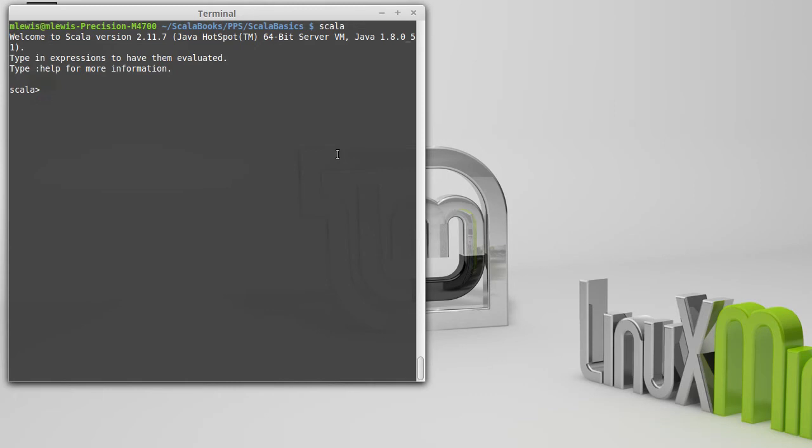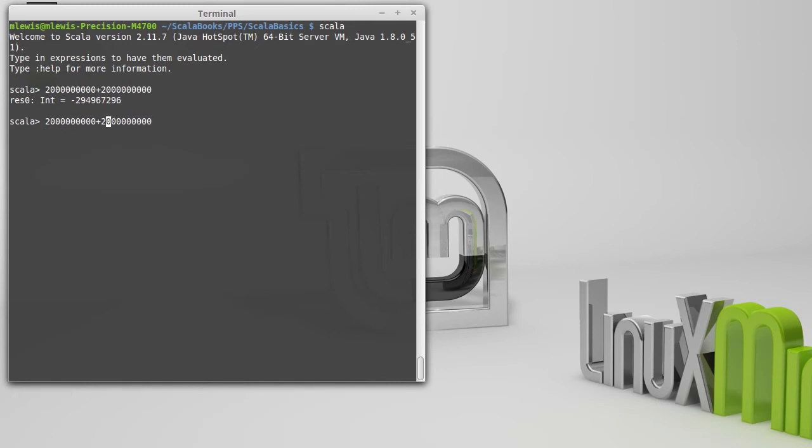So to illustrate this, we're going to do a little bit of math, but it's math with some larger numbers. This is 2 billion plus 2 billion, which of course, as everyone knows, should be 4 billion, but it's not. At least Scala doesn't think so. Now, why is this? What's going on here?